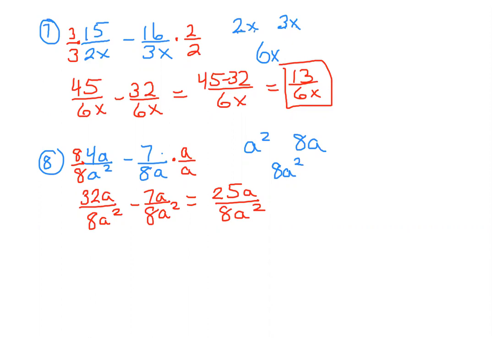Nothing goes into 25 and 8, so those are simple. But here we have 1a on top and we have 2 on the bottom. So it can be 25 over 8a. And that is the simplest form of the answer. Okay, let's look at number 9. Of course, you know they're going to get more complicated, right?